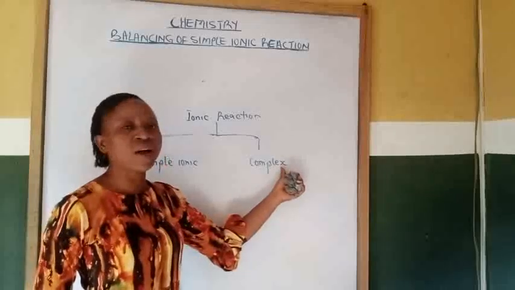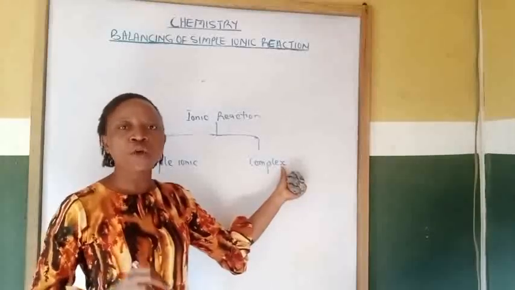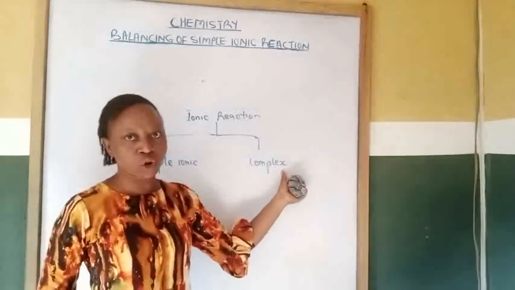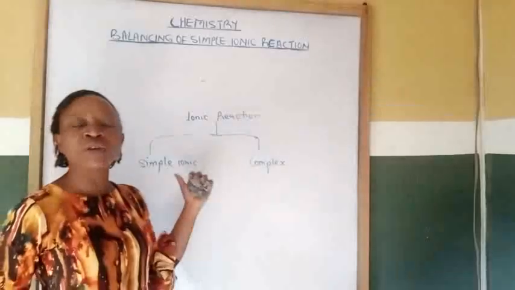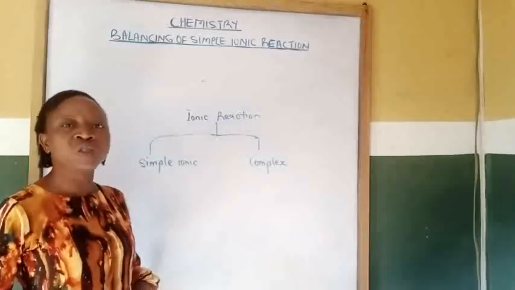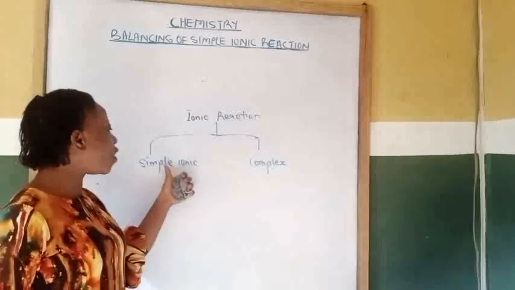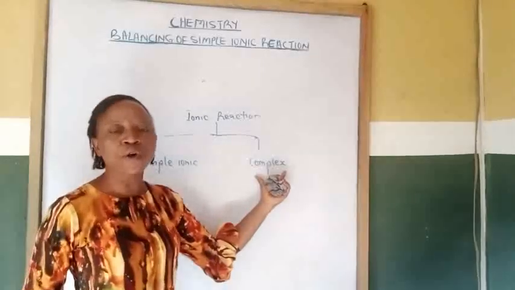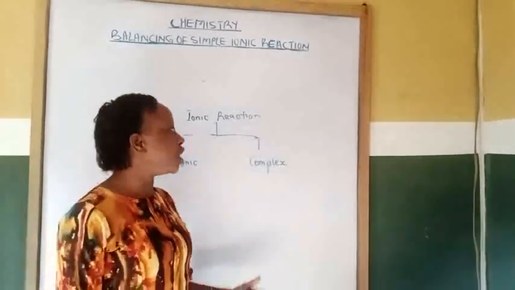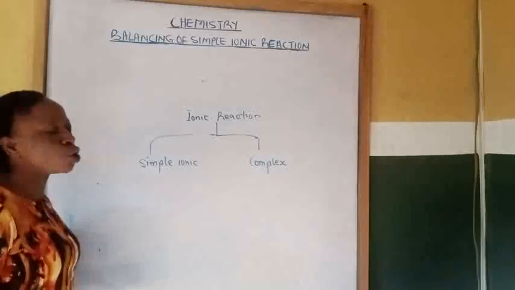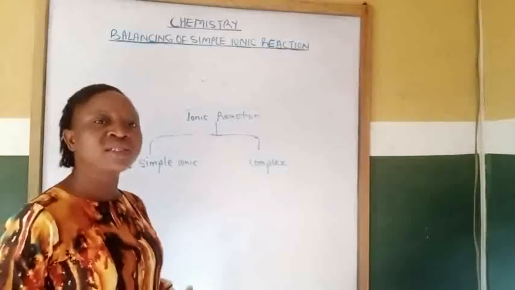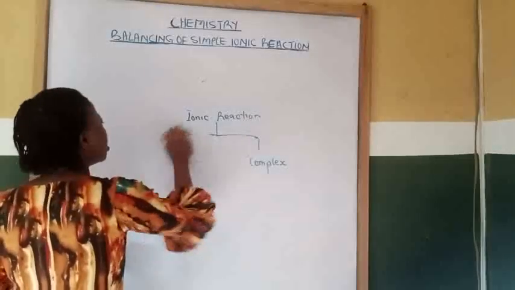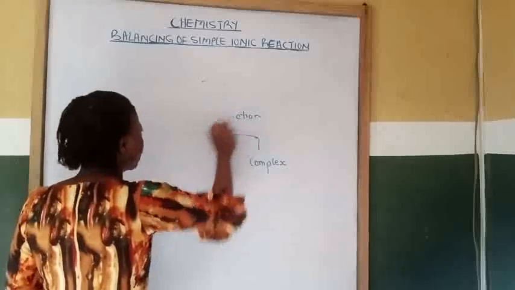A complex ionic reaction consists of oxygen atoms, while a simple ionic reaction does not. There is no oxygen atom in a simple ionic reaction, whereas there are oxygen atoms in a complex ionic reaction. So in today's video, we are going to discuss balancing of simple ionic reactions.